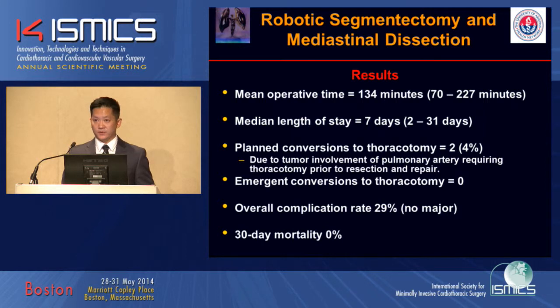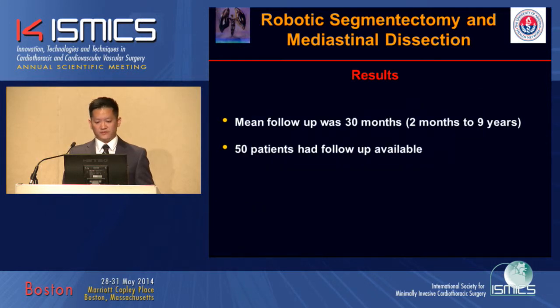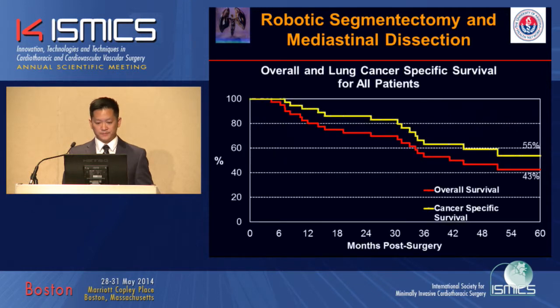30-day mortality was 0. We had a mean follow-up of 30 months. This ranged from 2 months to 9 years, and 50 patients out of 61 were available for follow-up, so they were included in our survival data. So this first Kaplan-Meier curve shows our overall survival and cancer-specific survival. The red line shows the overall survival at 43%, and the lung cancer-specific survival, which is censoring non-cancer-related death, is 55%. And this includes our upstage patients also.